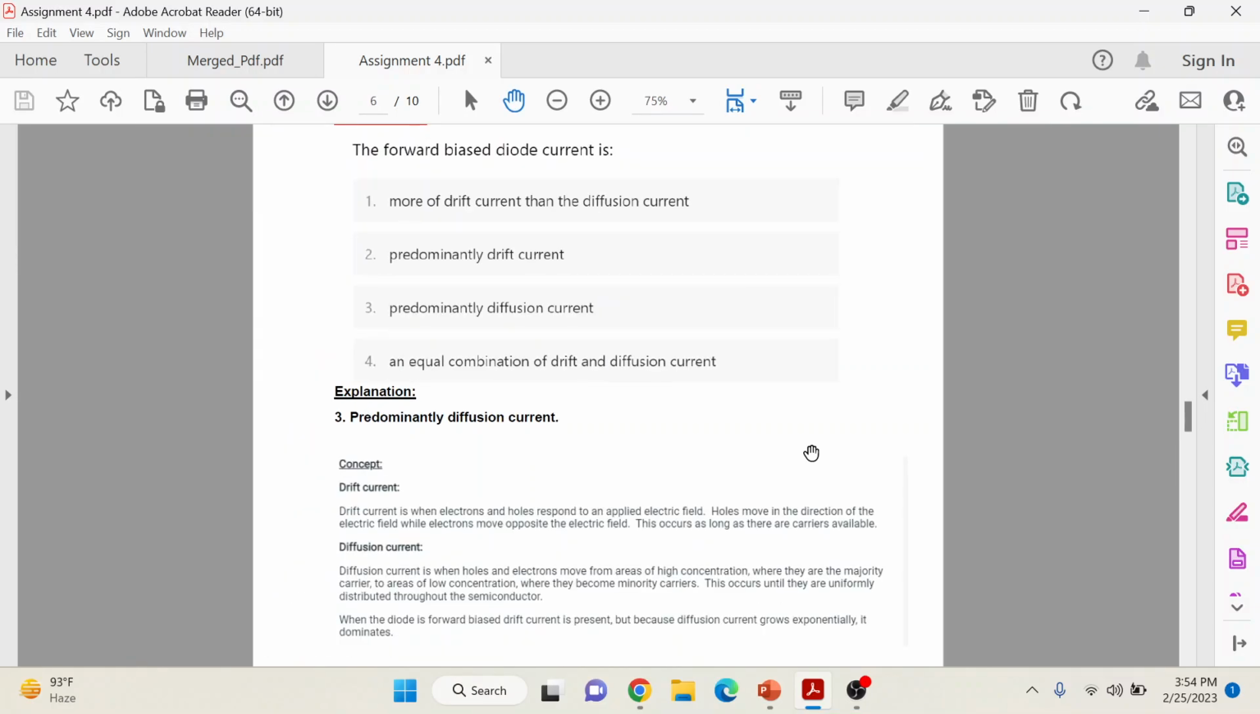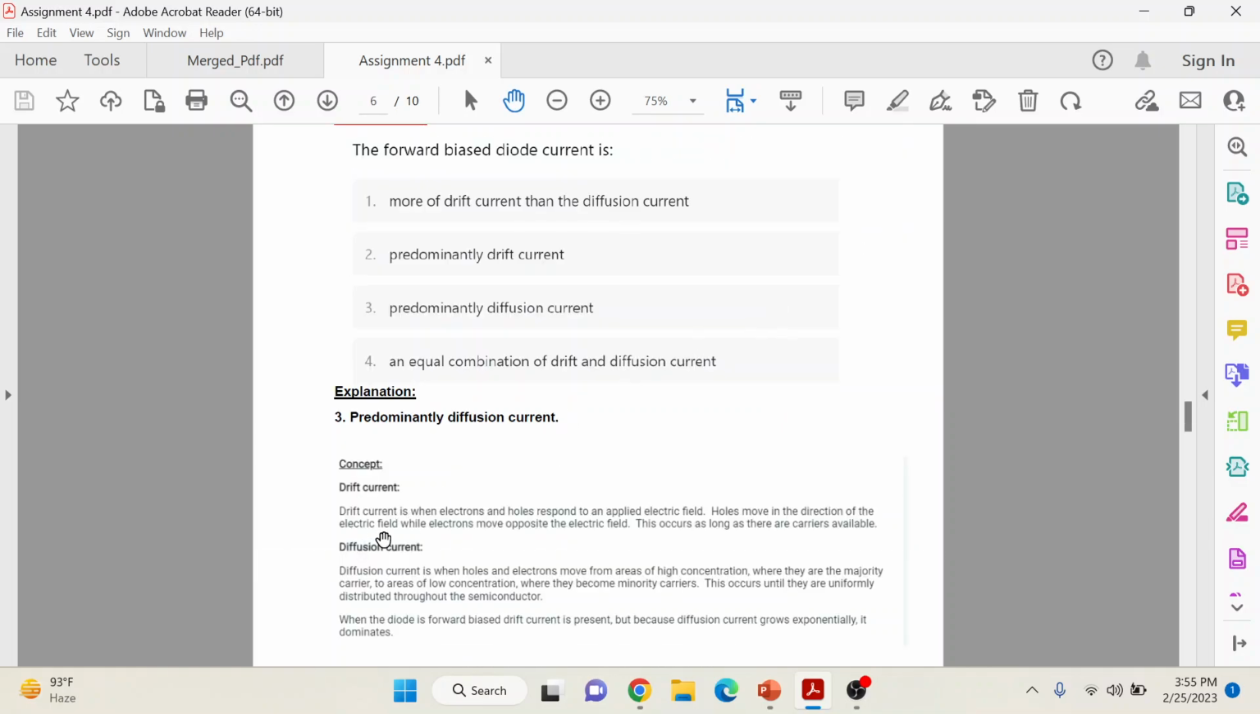But sir, there must be some drift current, na? Absolutely. Predominantly means more of diffusion current, but yes, there is a presence of drift current. Predominant means the diffusion current is dominating over the drift current. Okay. Yes, sir. So definitely, yeah, it's very good. You're learning very well.